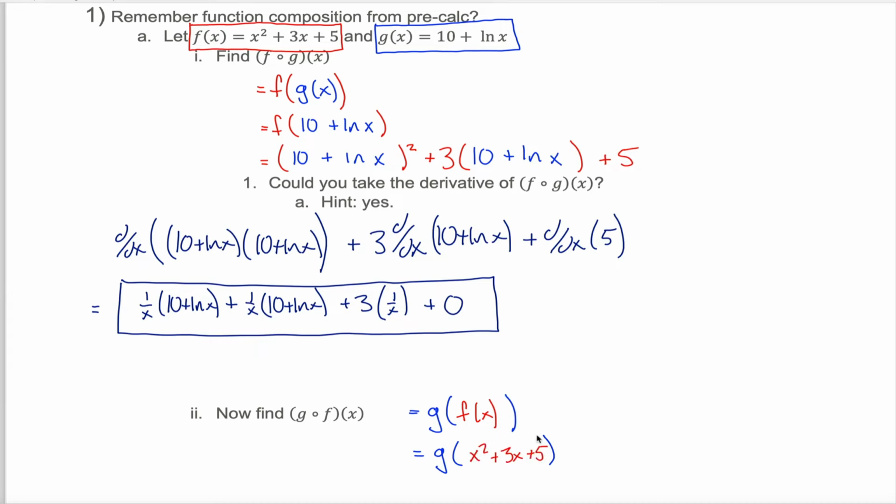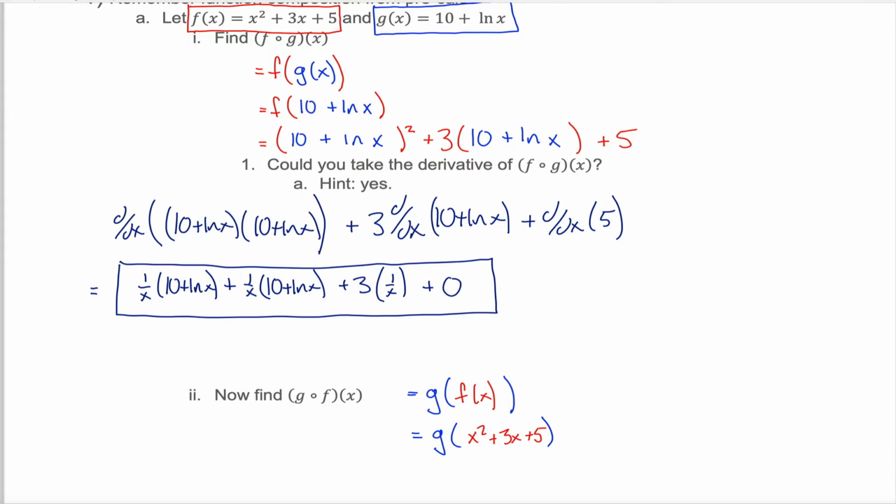Switching colors is really obnoxious, but hopefully it's helping you follow all the moving pieces. Now I'm asked to evaluate g of something. I can use this blueprint, which tells me g of x, and change all the x's into whatever my something is. g of x is 10 plus the natural log of x, so g of x squared plus 3x plus 5 would be 10 plus the natural log of, and then instead of writing x, this input, I'm going to write x squared plus 3x plus 5, this input.